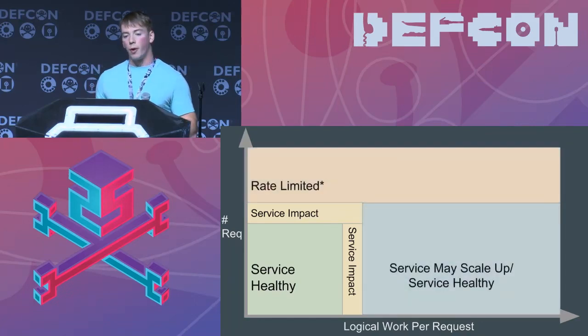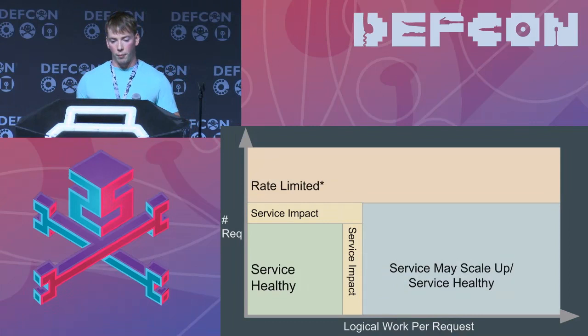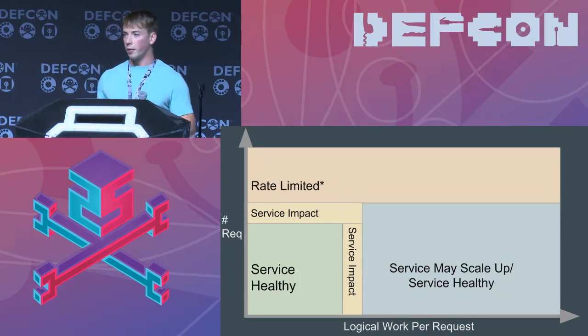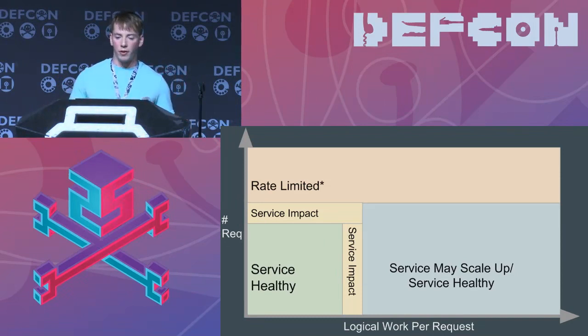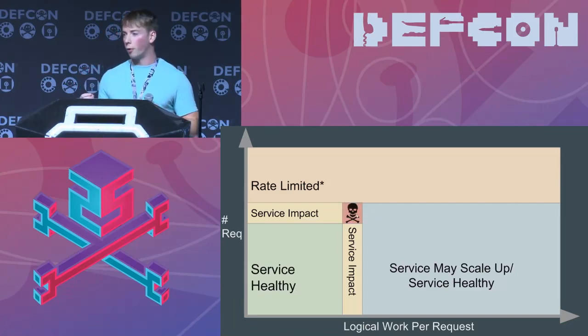Now, if we send too many requests too fast or too much work per request too fast, we're going to get rate limited. And once again, you can think of rate limiting as like the firewall might kick in, might block us. Now, if we don't send a lot of requests, but the logical work per request is high, the service might scale up, right? It might boot more of itself and it might stay healthy. So really our job is to find the skull and crossbones, right? We want to be in the sweet spot, just under where we're going to get blocked by the firewall and just enough where we're going to cause the service to be disrupted.